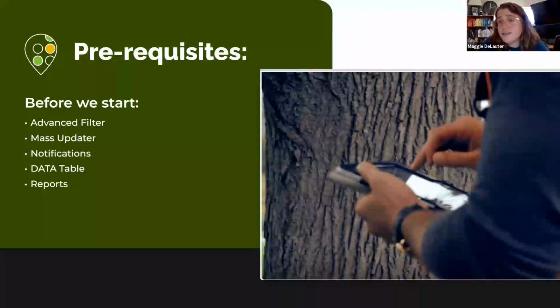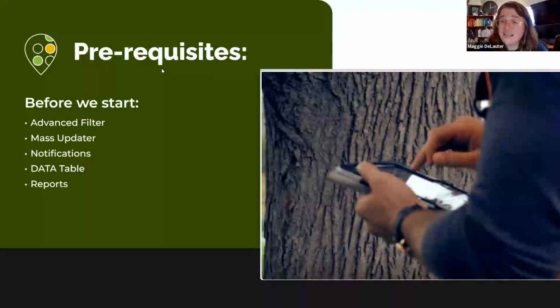The next one is the mass updater. As many of you might know, you have to apply a filter before you use the mass updater, or else you're going to update all of your data. So the filter and the mass updater go hand in hand, and having knowledge of both before you start updating work records is really helpful also.